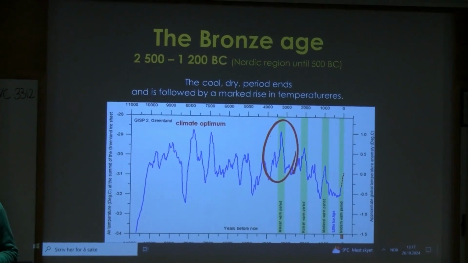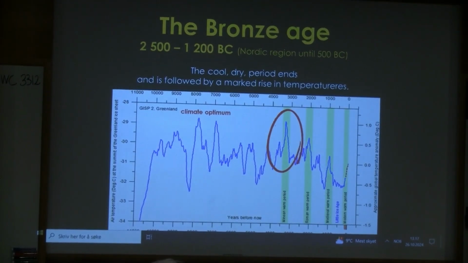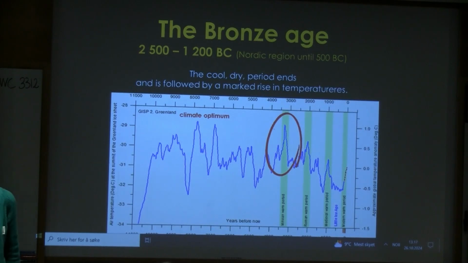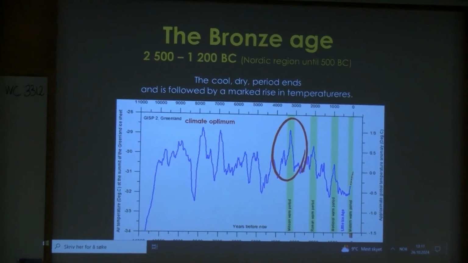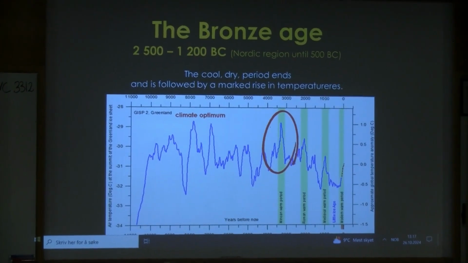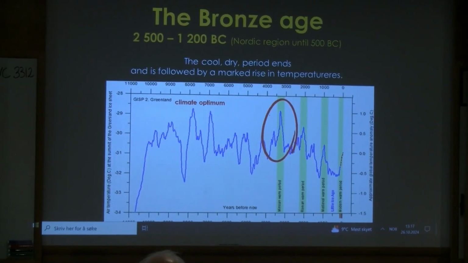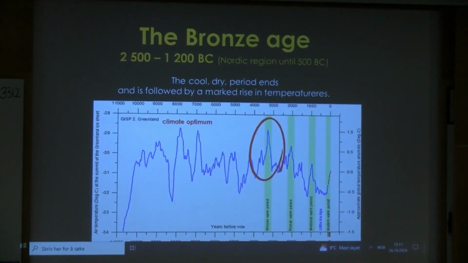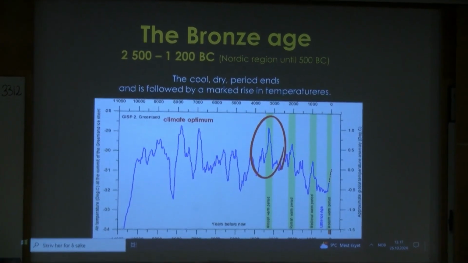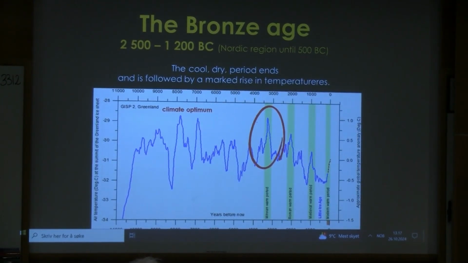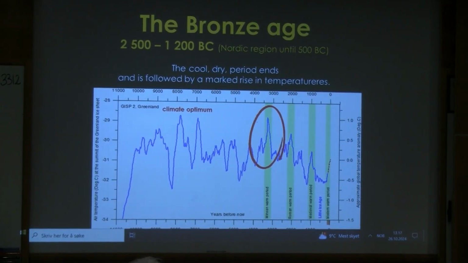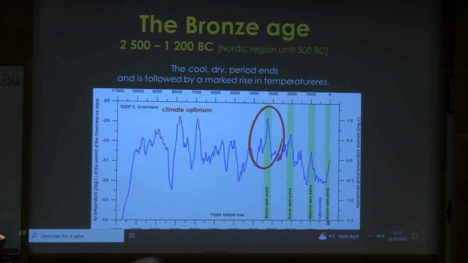Then let's go to the Bronze Age, because that's when civilizations really develop. 2500 BC until 1200 BC. But historians say that actually the Bronze Age in the Nordic countries lasted until 500 BC. That's a normal definition. So the cool and dry period, more than 2,000 years long, finally ended and was followed by a marked rise in temperature.